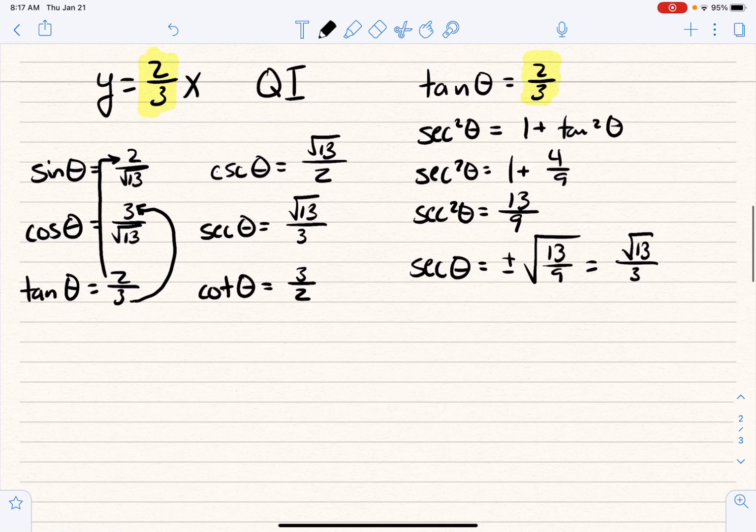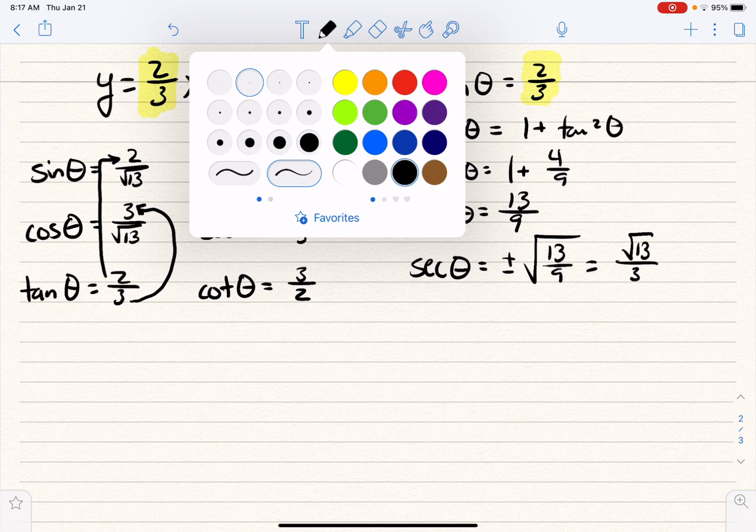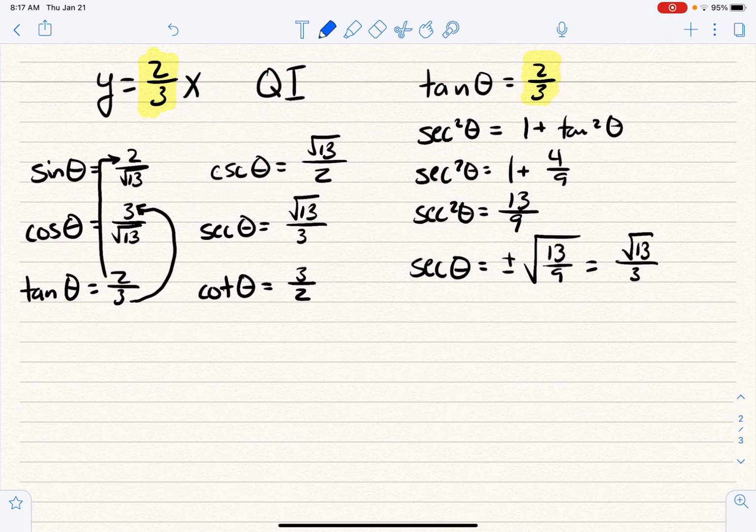Okay, so the last one we're going to try, I'll put it right here in the middle. How about this? Let's make it a little bit more interesting. We'll keep it pretty simple, y equals 3x, but this time we're going to say that theta terminates in quadrant 3. So that's going to throw some things off a little bit. Okay, you got to think about that.